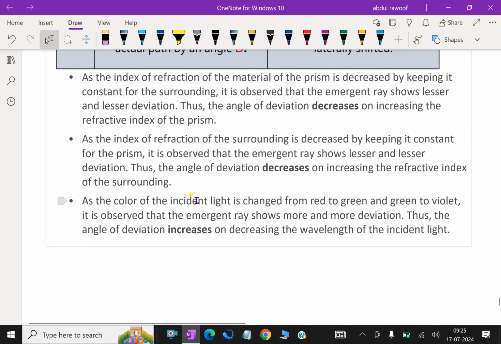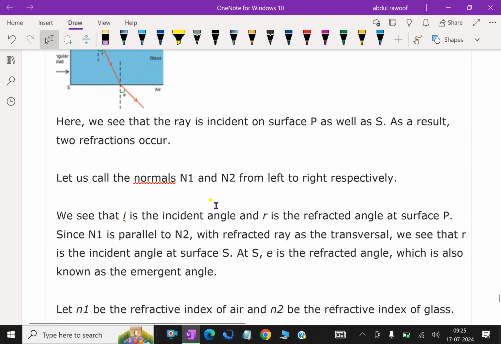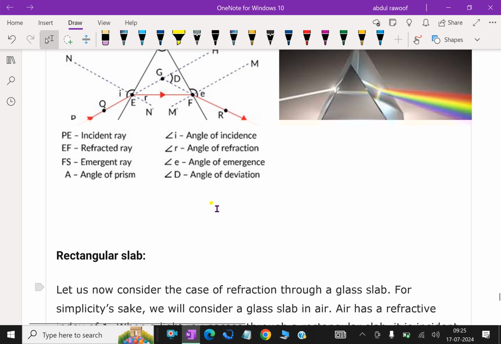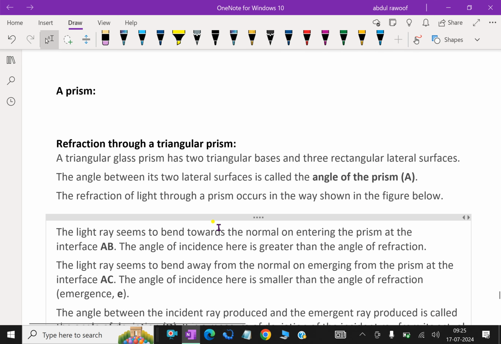So far we discussed refraction of light in different ways.